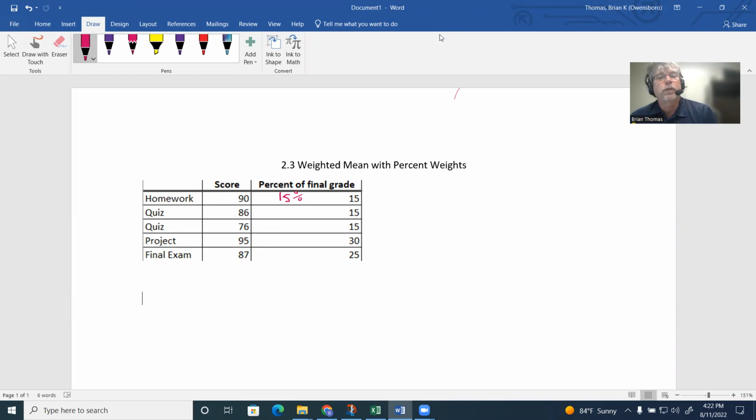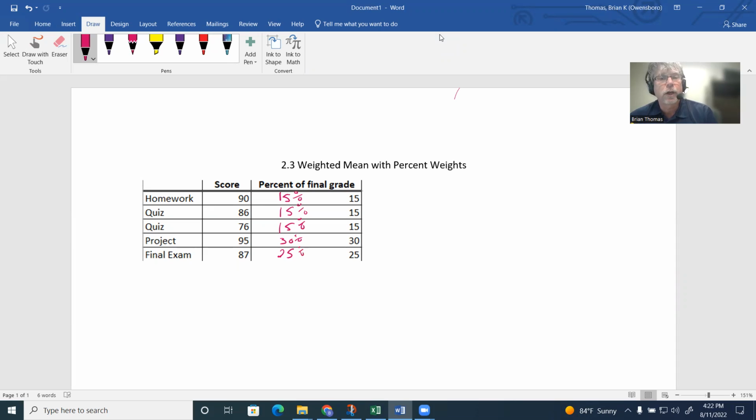The quiz grade was 86 and they're saying that's worth 15% of the grade. Then we have a quiz that's a 76 and that's 15% of the grade. And then the project is 95 and that was 30% of the grade. And then we have an 87, which is 25% of the grade.